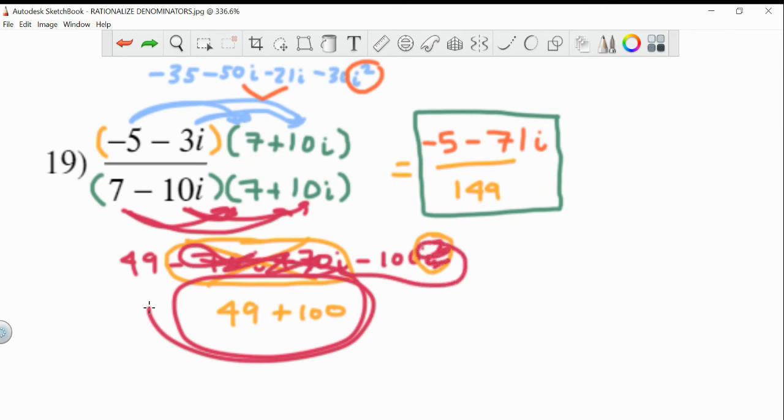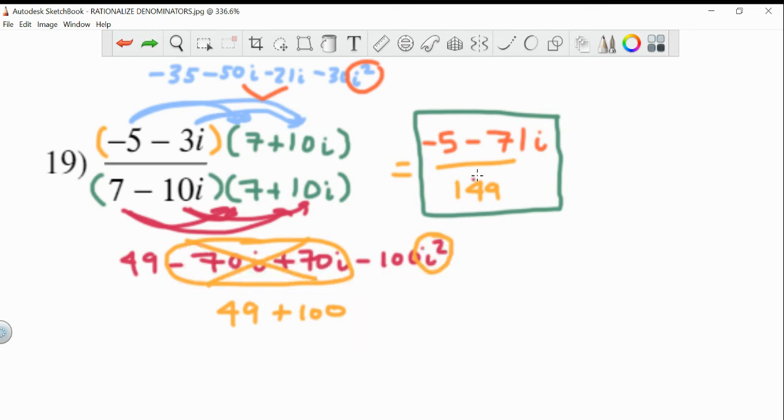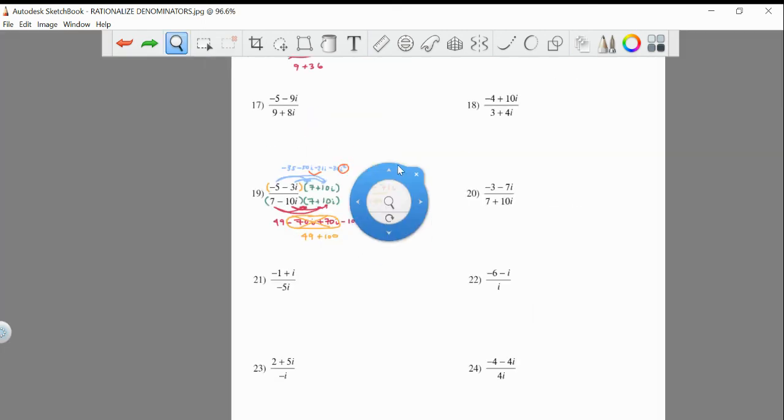Everything crosses out. The i squared goes away. And we're able to get an answer with a real number on the bottom. Again, the top number, who cares about the top number? The bottom number needs to be no i's. And so we feel pretty good.